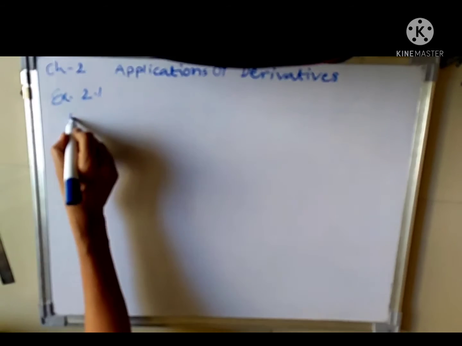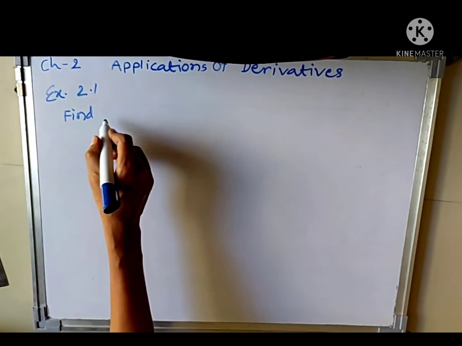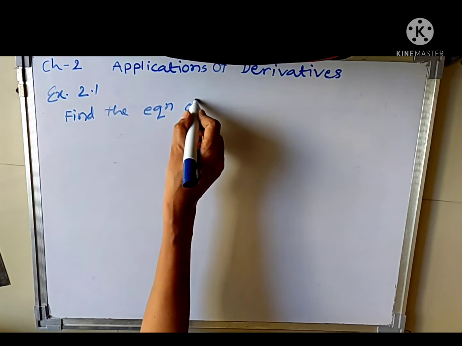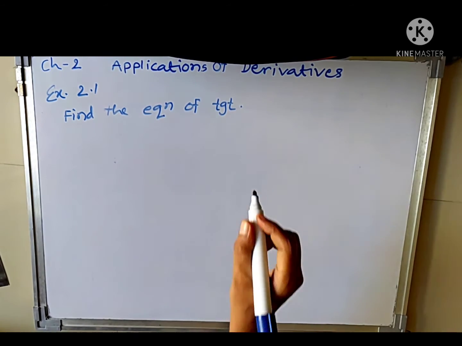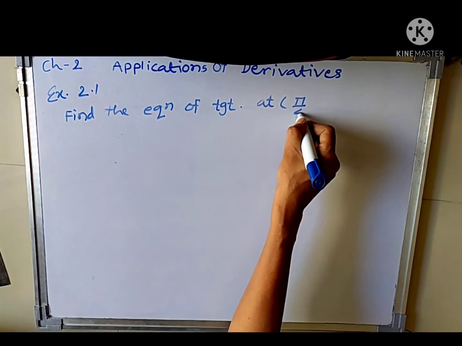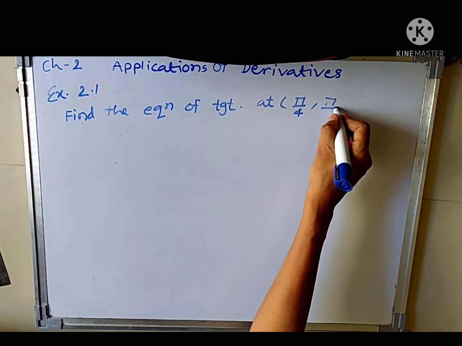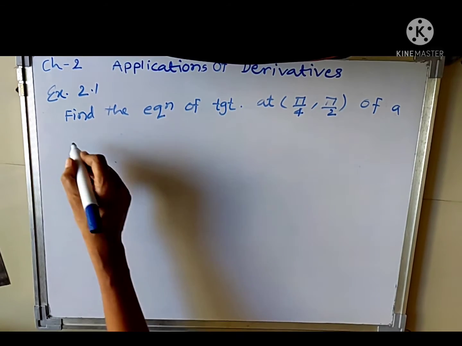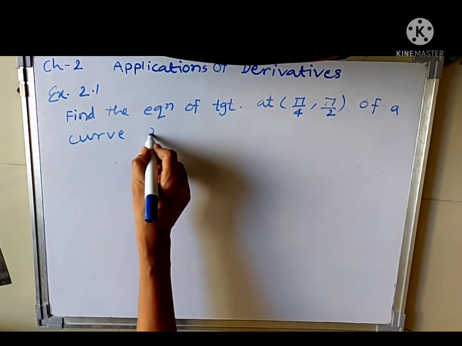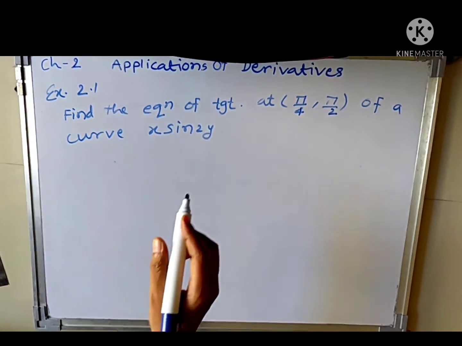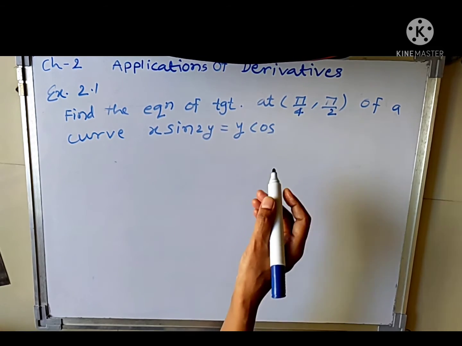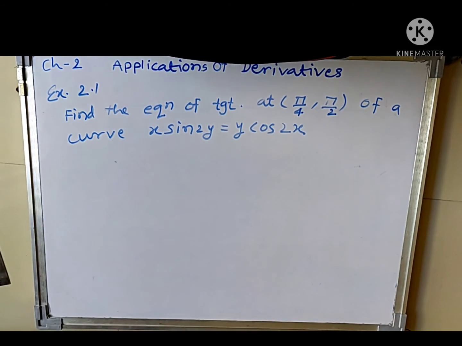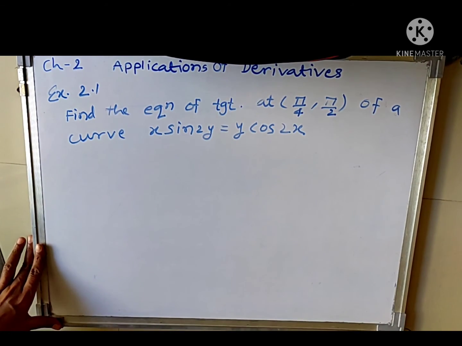Write down first. Find the equation of tangent at (pi by 4, pi by 2) of a curve x sin 2y equal to y into cos 2x. Solution.